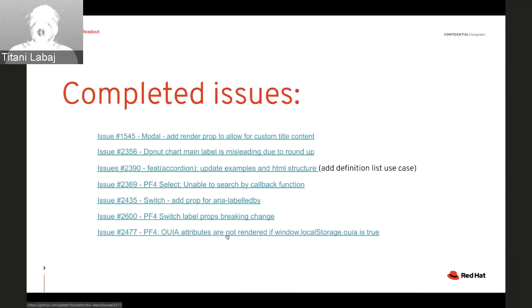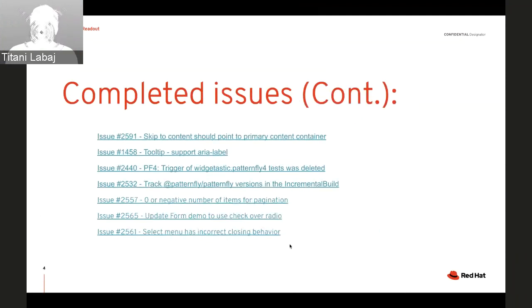Then there was an issue for the OUIA attributes. We added the skip to content to point to the primary content container. Tooltip support. There's an issue with the trigger for Widgetastic that was fixed. And tracking PatternFly versions in their incremental build. The use case of zero or negative number of items for pagination was fixed. Updated form demos to use check instead of a radio.